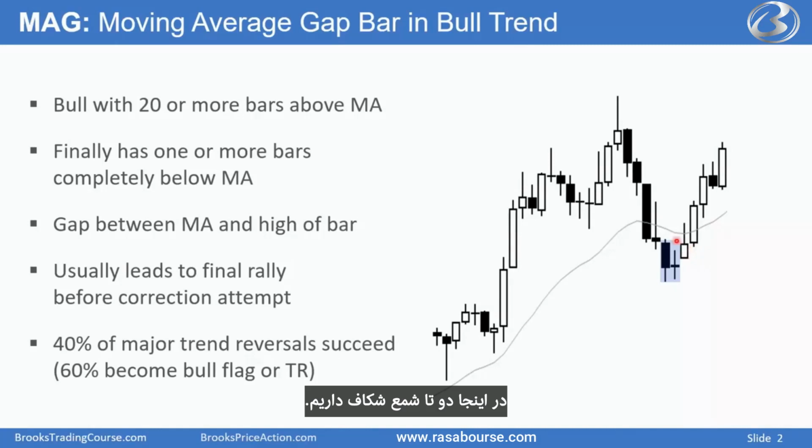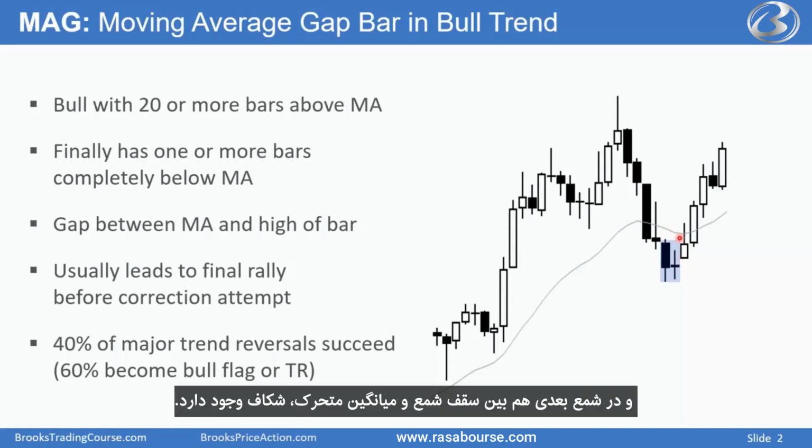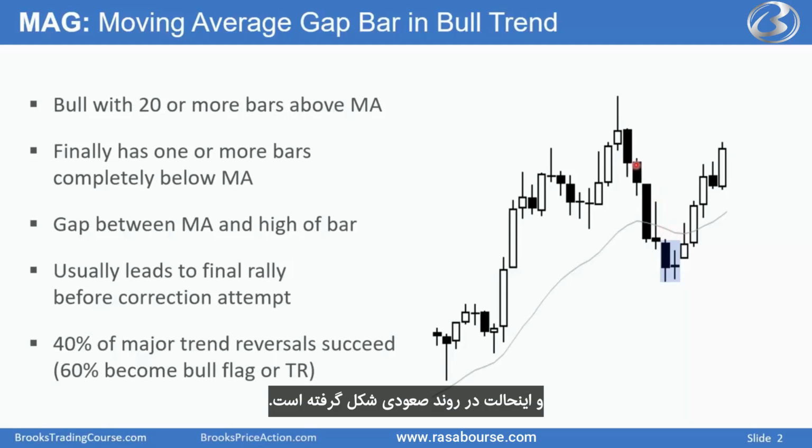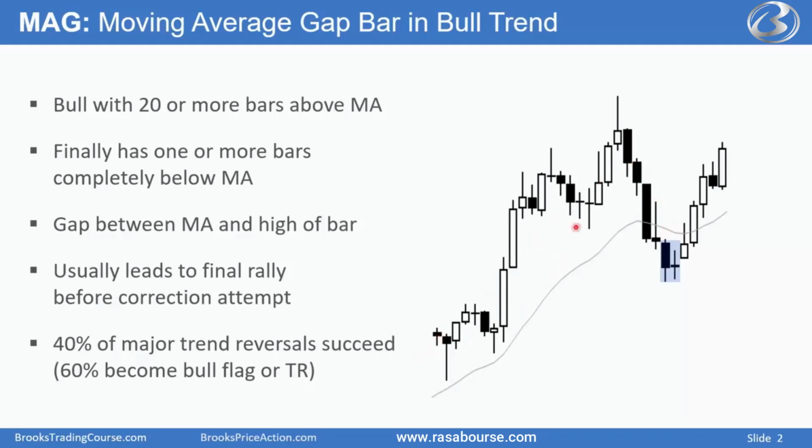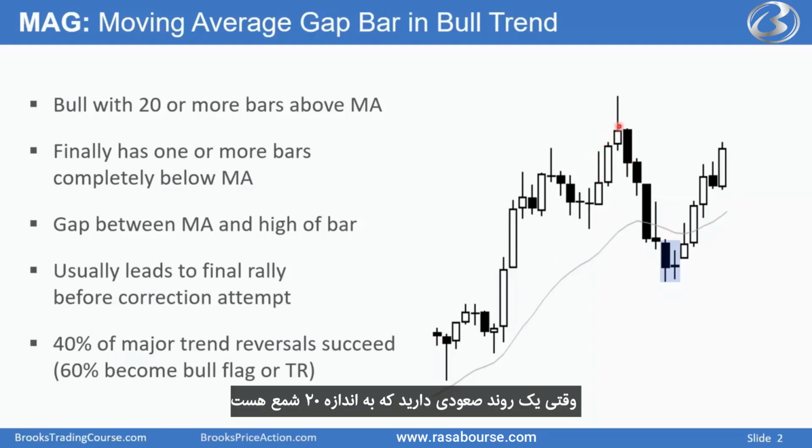Here are a pair of moving average gap bars. There's a gap between the high of the bar and the moving average, and then another bar with a gap between the high and the moving average. And they are occurring in a bull trend. Whenever you have a bull trend that lasts 20 or more bars, and then you finally get a bar or 2 or 3 or 5 bars that are completely below the moving average, there is a gap between the high of the bar and the moving average. These bars are then moving average gap bars.